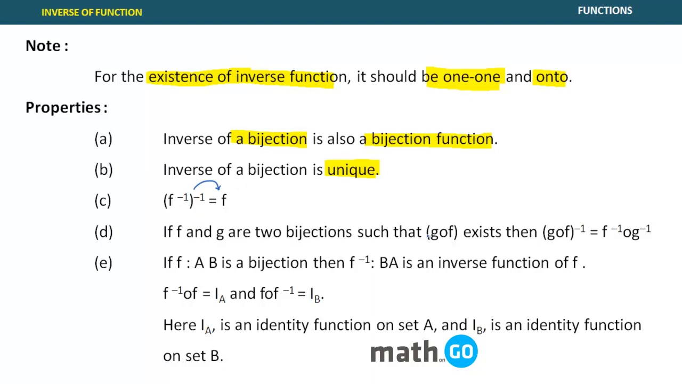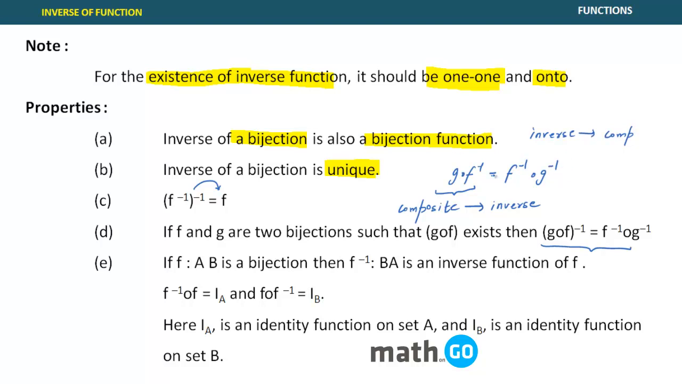If F and G are two bijections such that G of F exists, that is, this composite function exists, then, a very important property, if you want to find (G of F) inverse, you can find it the other way around. First you find F inverse and then G inverse. On the LHS, you first have to find the composite function and then take the inverse. On the right hand side, you take the inverses first and then the composite function, which is much easier.